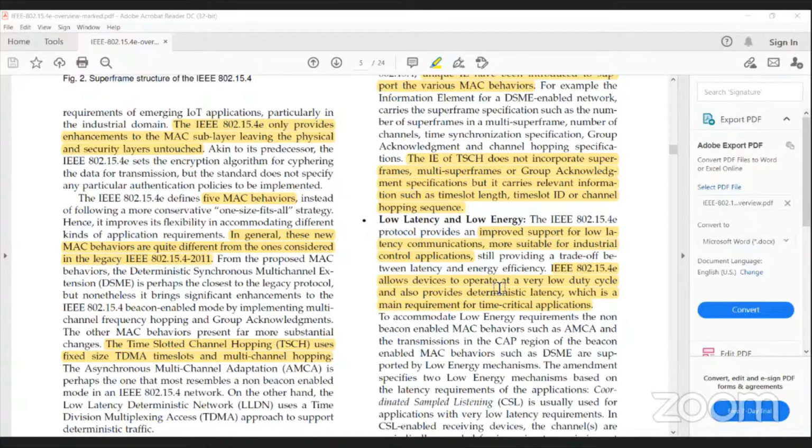I already mentioned to you that 15.4 or the beacon enabled modes are insufficient in terms of latency support. You didn't ask me why beacon enabled is not bad. None of you asked me that question. Folks, none of you asked me that question.